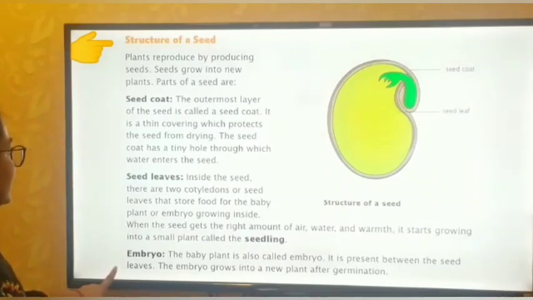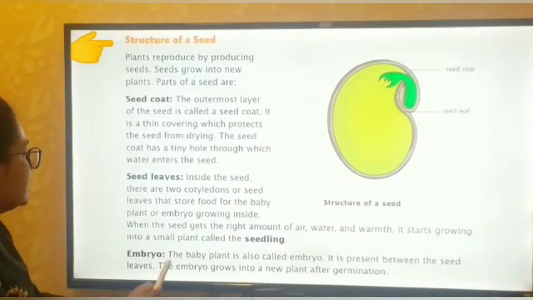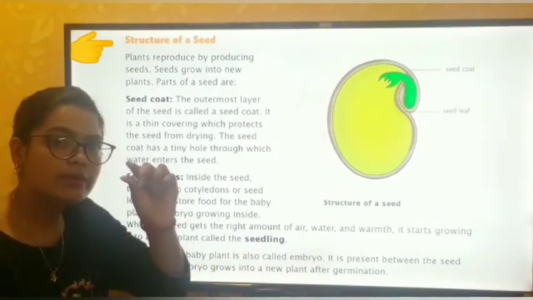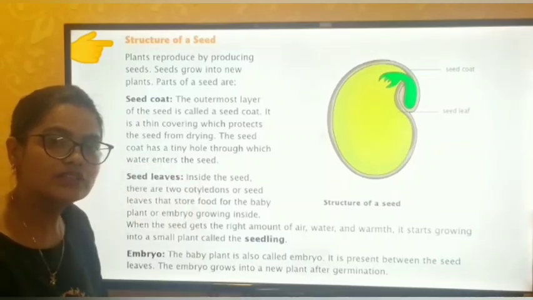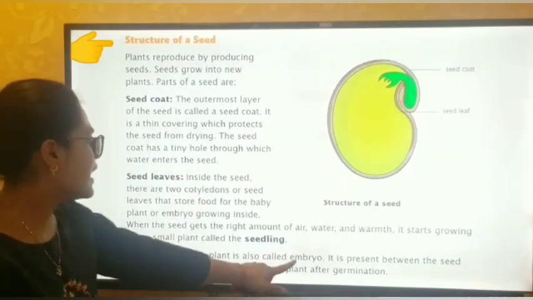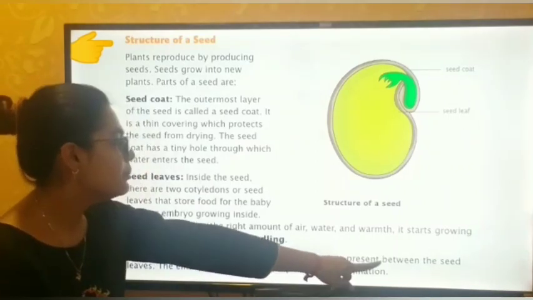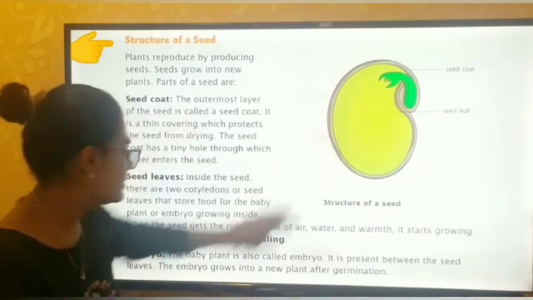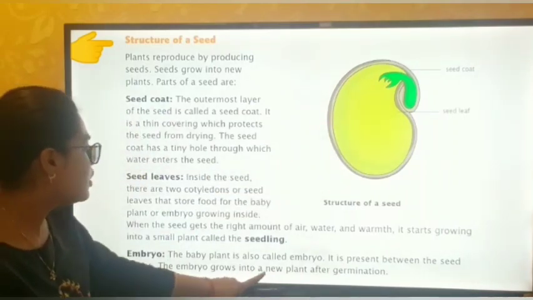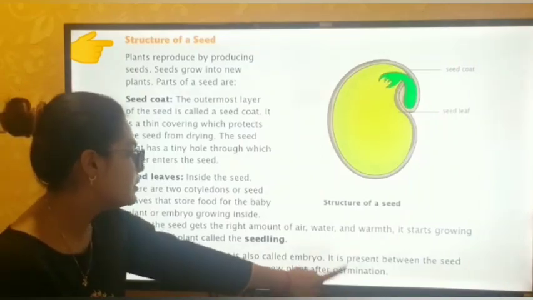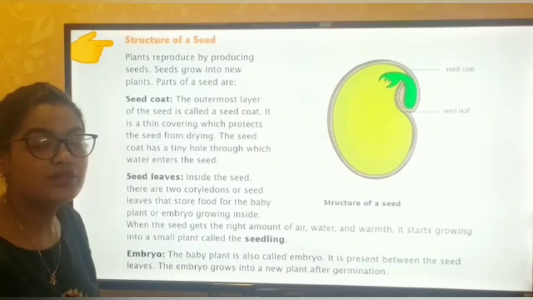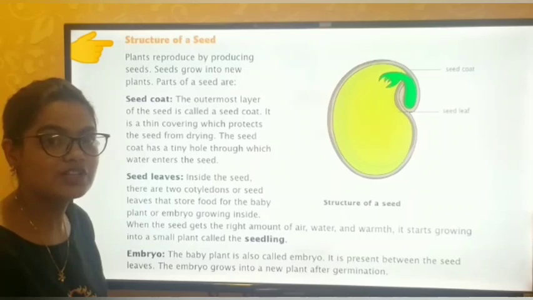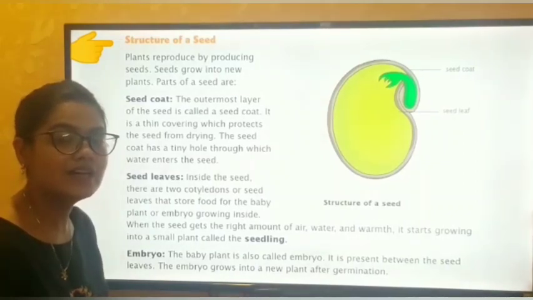Now the last part is the embryo. The baby plant is also called the embryo. The small baby plant which comes out when we water the seed is known as the embryo. It is present between the seed leaves. The embryo grows into a new plant after germination. So in the next topic we are going to study germination, and you will understand better what exactly happens inside a seed.